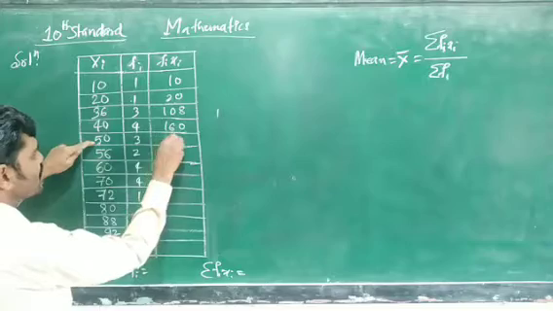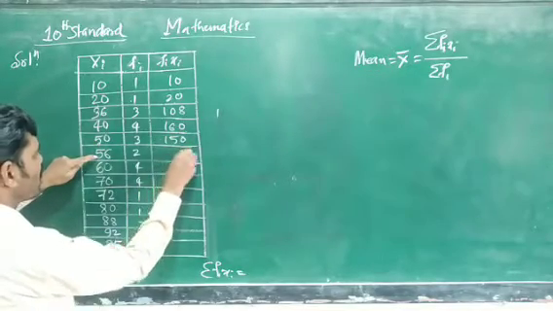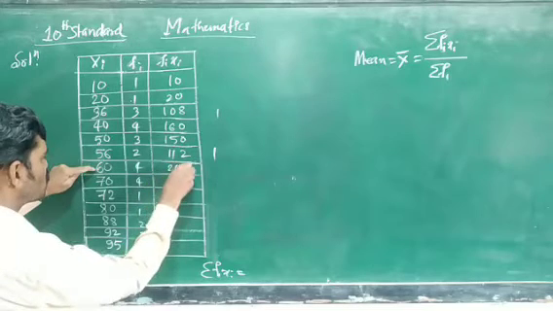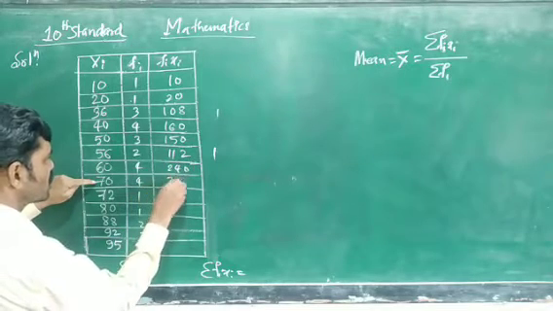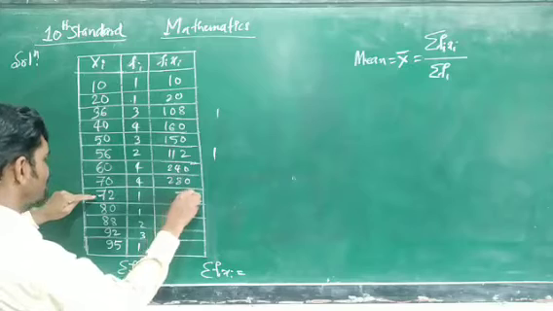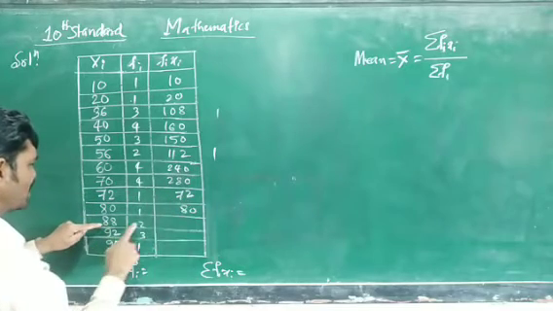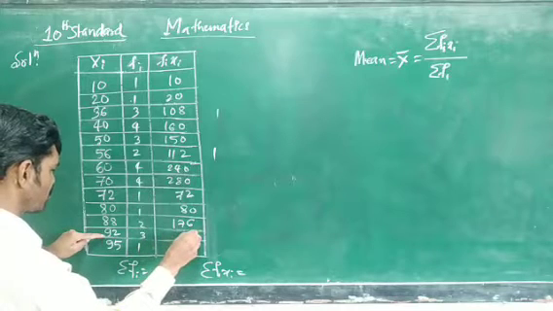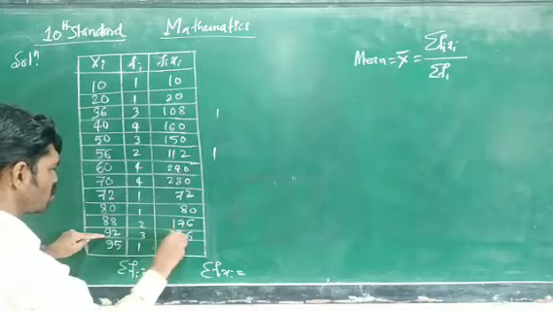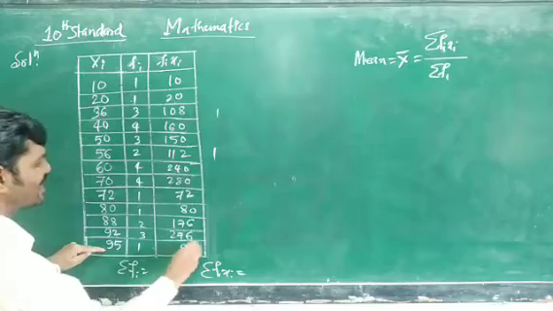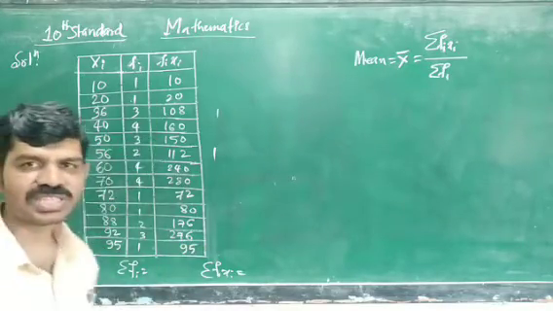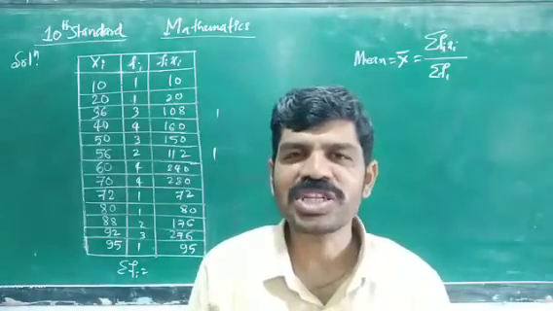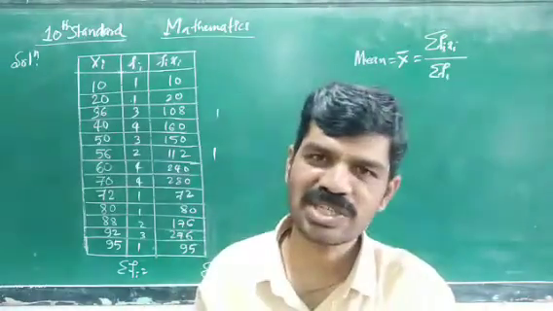160, 150, 112, 240, 280, 72, 80, 176, 276 and 95. The total of this, you just count it down very neatly. Count it down and write the total.